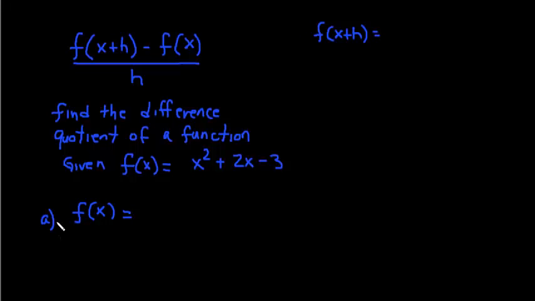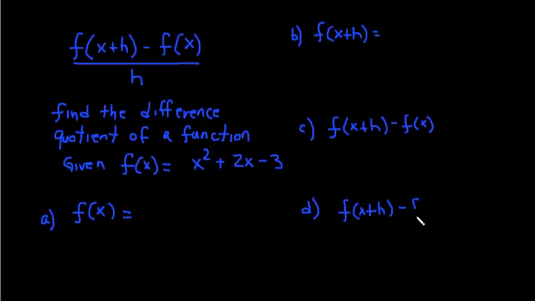This is step A, step B, step C, and step D. We see this. Okay, now we're going to see some red here. We're going to find the difference quotient of a function given f of x is equal to x squared plus 2x minus 3.